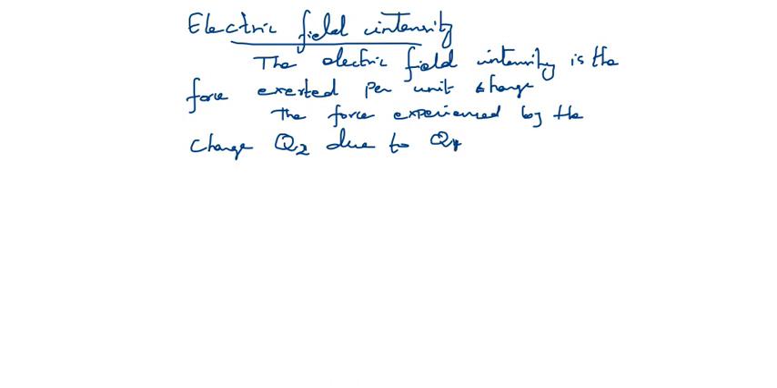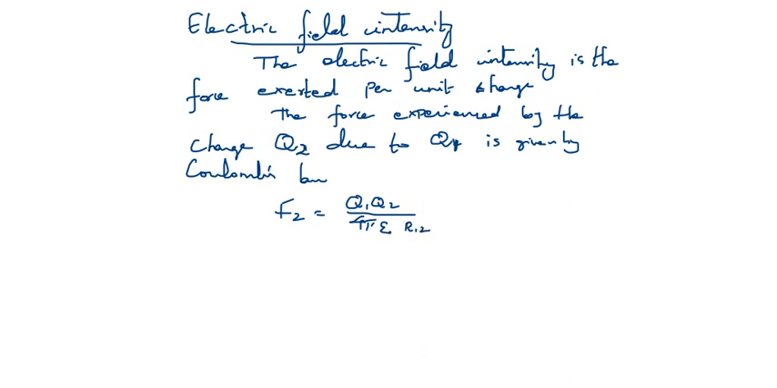In the previous case also we have seen that. Let's write that F2 is equal to Q1 Q2 by 4 pi epsilon naught R12 square into A12 vector. Okay, so now listen to the first definition. The electric field density is the force exerted per unit charge.